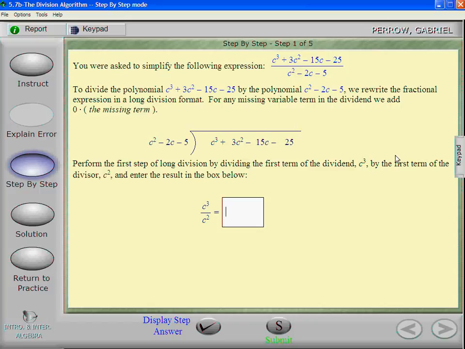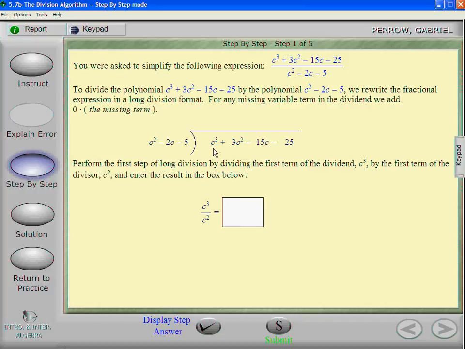Alright, so what they're going to do is walk you through the process. And it's a repeating process, basically what an algorithm is. It goes through and then repeats, and you keep going until you get to the final result. And the very first question they ask when they're trying to help you out here is, alright, convert this to a long division. What is c cubed divided by c squared?